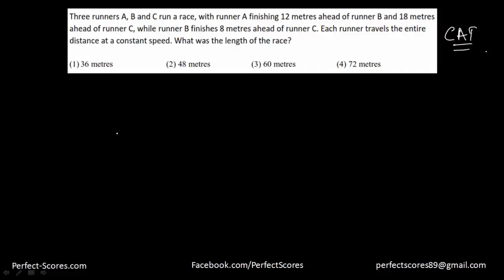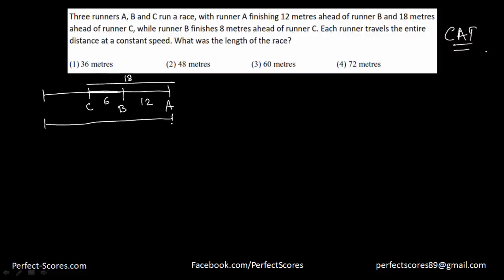The question says that 3 runners are running the race. This is a little different question. There is A right here. A finishes 12 meters ahead of B and 18 meters ahead of C. So that means this distance over here is 6, because this is 18. Now over here time is not constant, and distance is not a constant. Let me say that the length of the race is x.